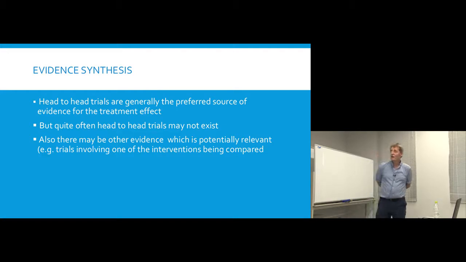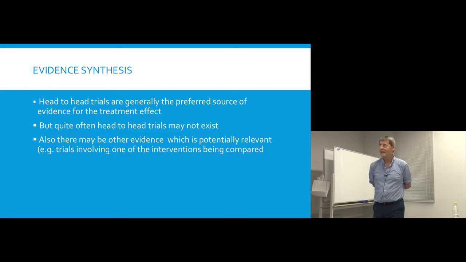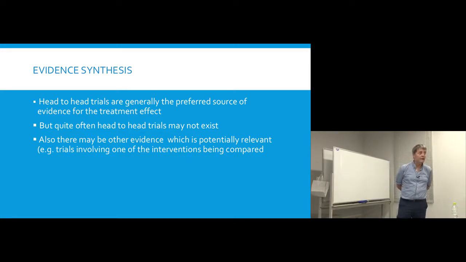And this general area is called evidence synthesis. Just to repeat, you would prefer head-to-head data in order to get an estimate of your treatment effect, but you haven't got it. But there may be evidence out there that's still useful. So, for example, there may be a series of trials involving at least one.